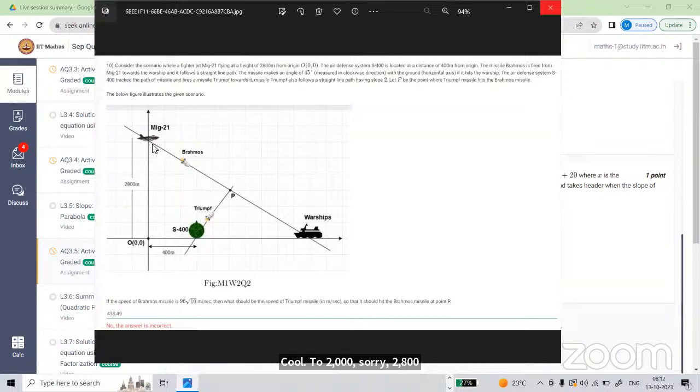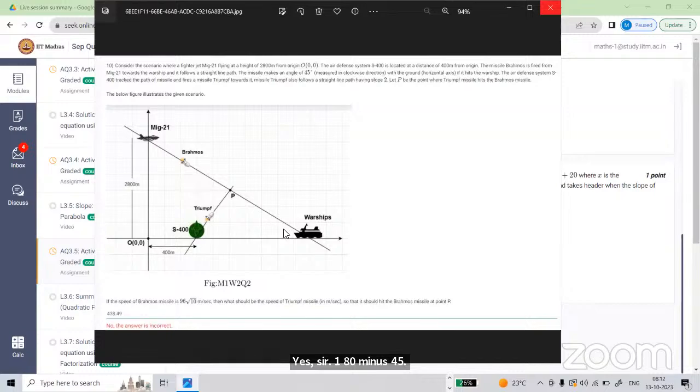This is the point. And what is going to be this other point? How can we calculate it? Is any other information given here? Yes, sir, the angle is given as 45 degrees. The missile makes an angle of 45 degrees, and it is given anti-clockwise. Now we can calculate the slope. 180 minus 45 is going to be 135 degrees.